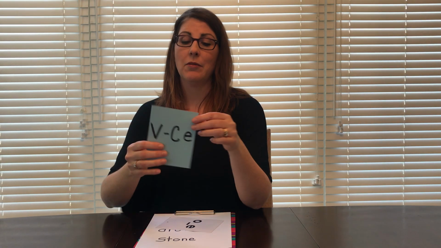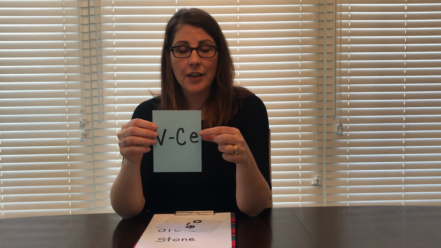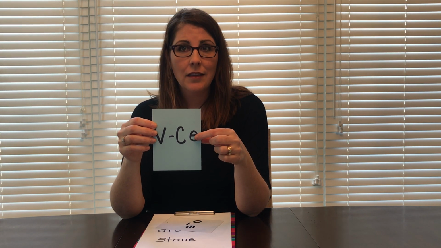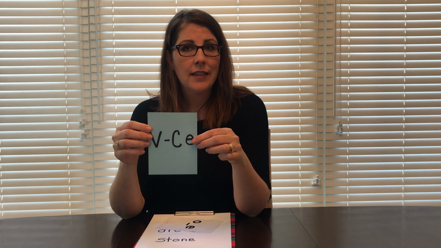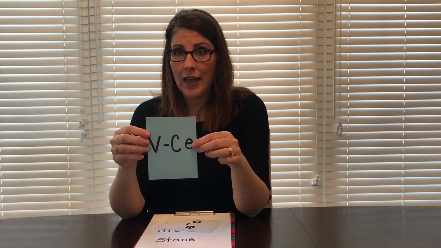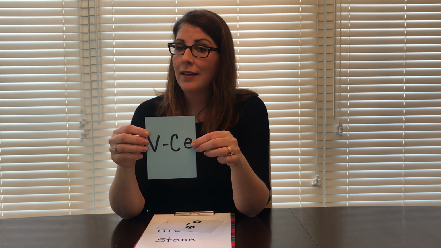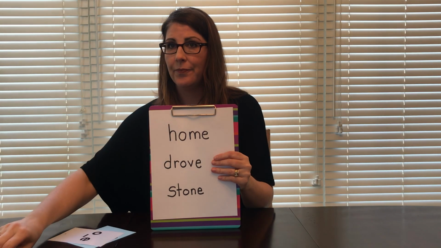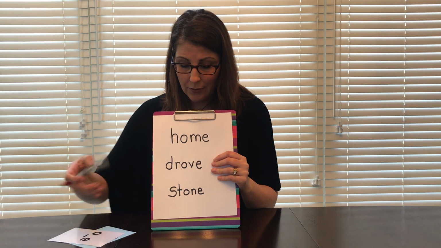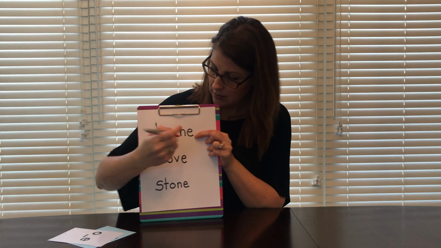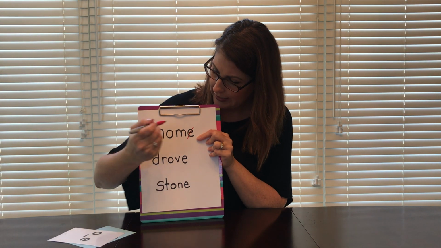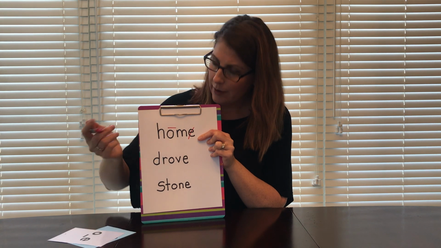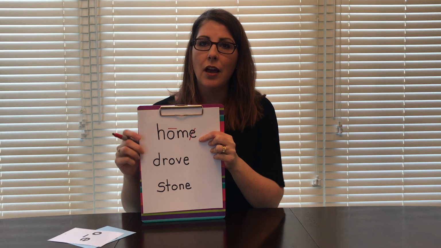So let's look at our concept card. The final letter of this syllable is silent E. The vowel sound is long. The syllable type is silent E, and we code it with a macron and a slash. So let's look at our words again. We see that silent E, so we're going to slash that E and put our macron over the O.